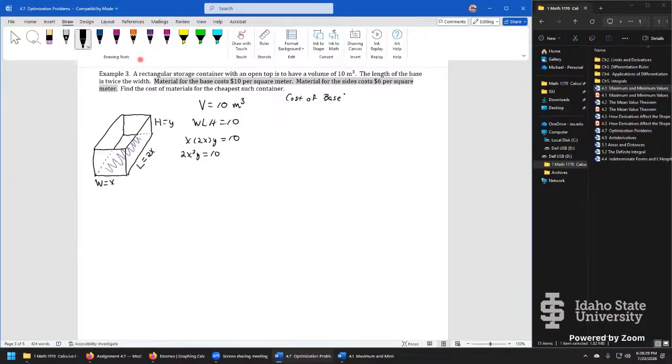The cost of the base is going to be, first, the area. We would take x times 2x. We write it this way, area times the cost for the base, $10 per square meter.